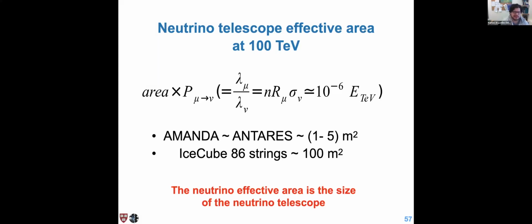Whereas IceCube, with its 86 strings, is about 100 square meters. So it's more than 20 times larger a telescope than the prior generation. Okay, so the effective area is what's going to really tell you the size of your neutrino telescope. So when we say cubic kilometers or half a cubic kilometer or whatnot, that's not the relevant quantity. The relevant quantity is this effective area, which is a combination of the geometrical area, the neutrino interaction probability, and its survival through the planet.